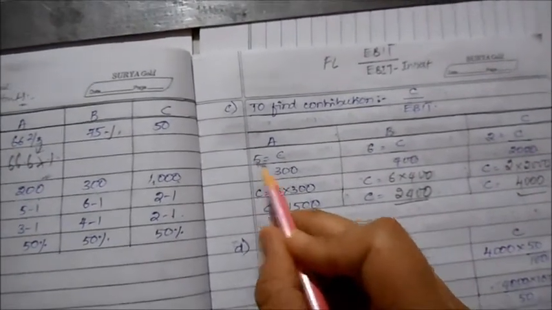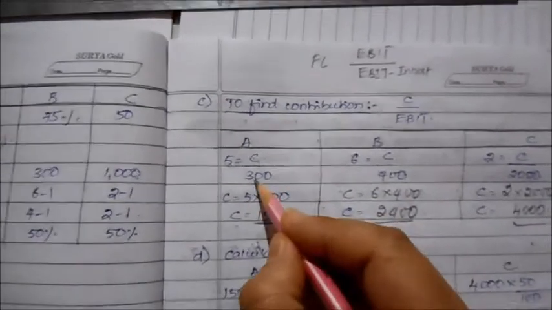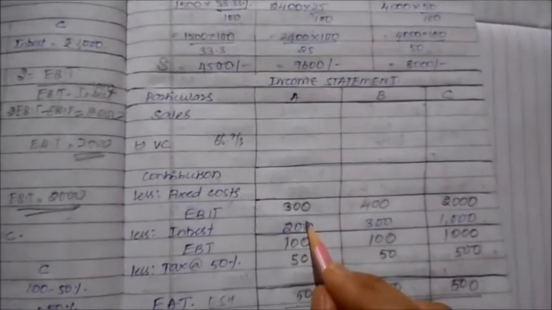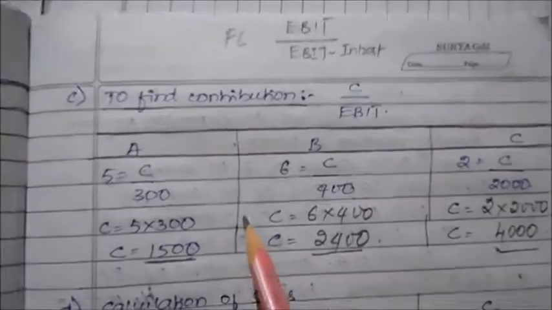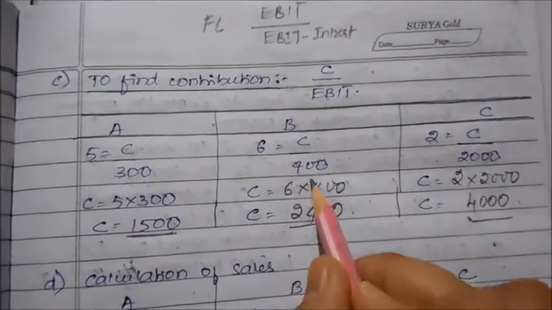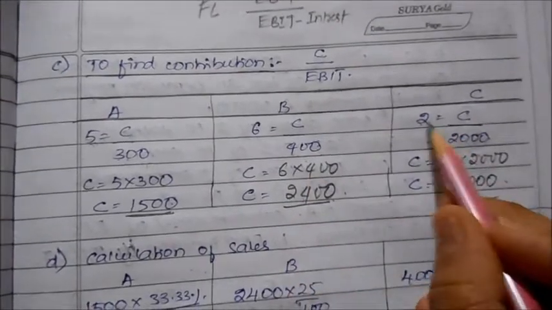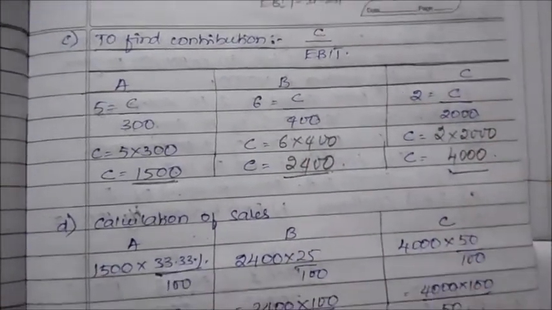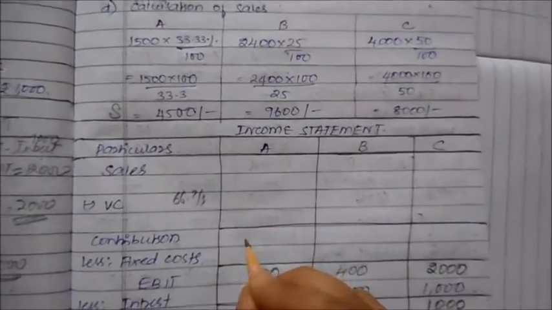If we cross multiply these two, now how did we get EBIT? This is the value that is already computed here, right? We have already computed using this formula here. So the same thing we will replicate in this formula, and we will get these numbers. So 5 3s are 15, 6 4s are 24, and 2 2s are 4000. So my contribution will become here. So we will start filling up the numbers.